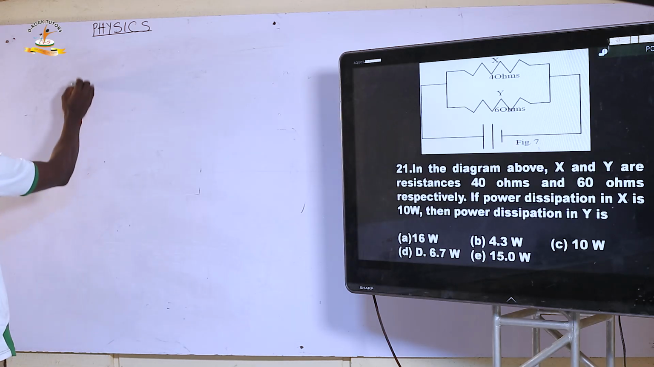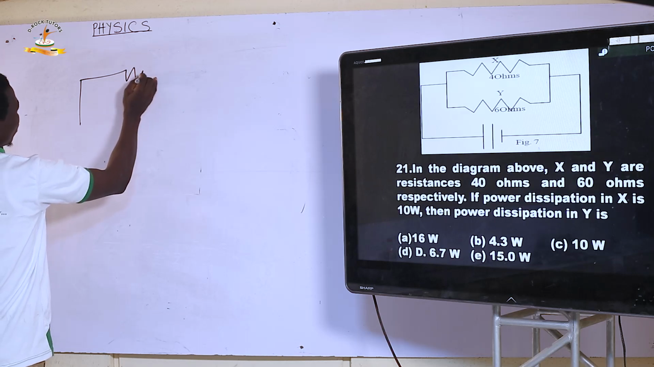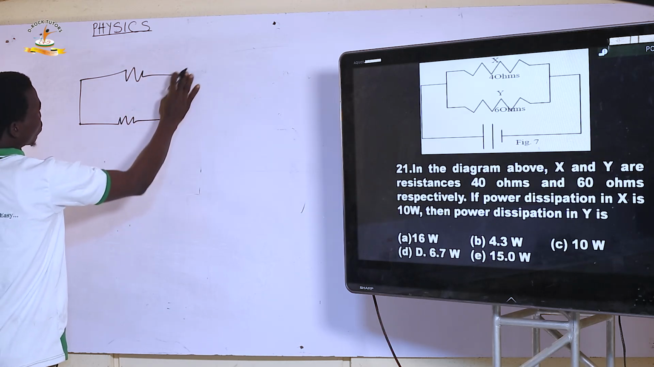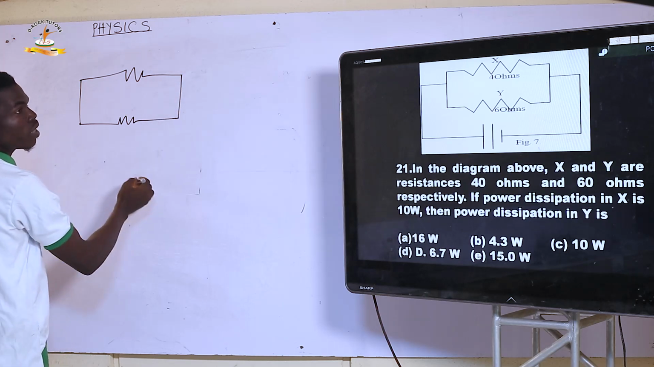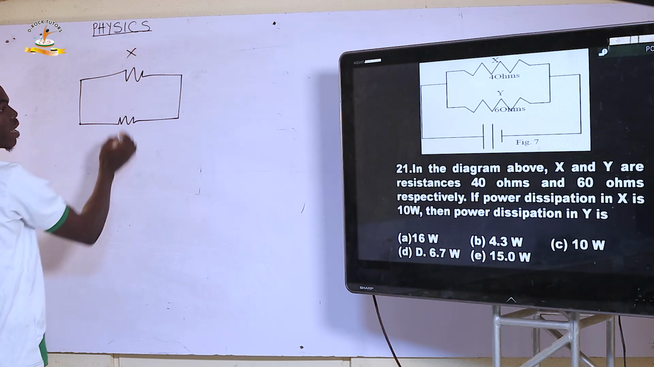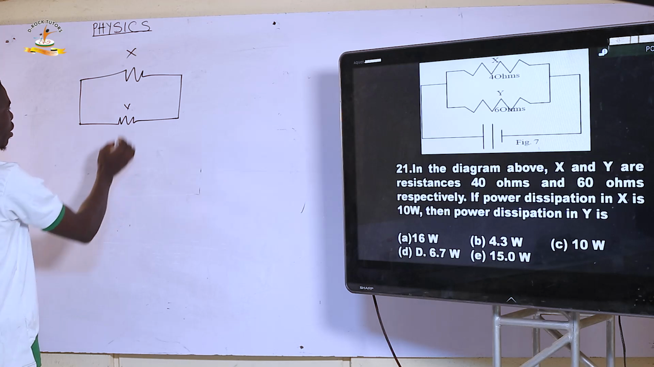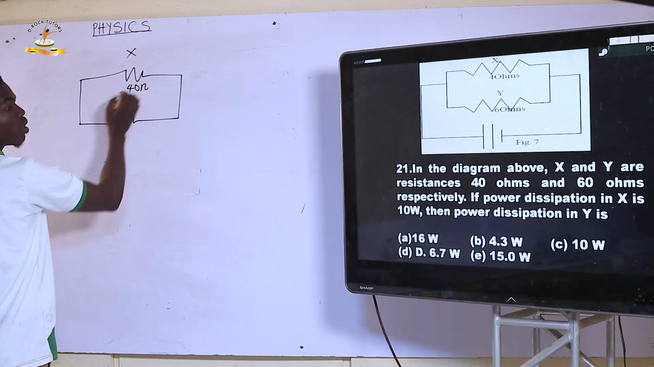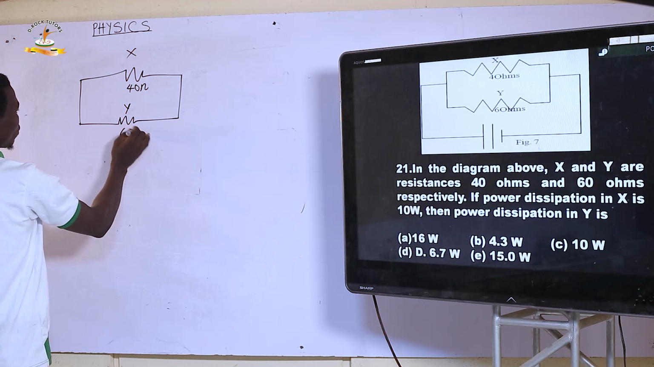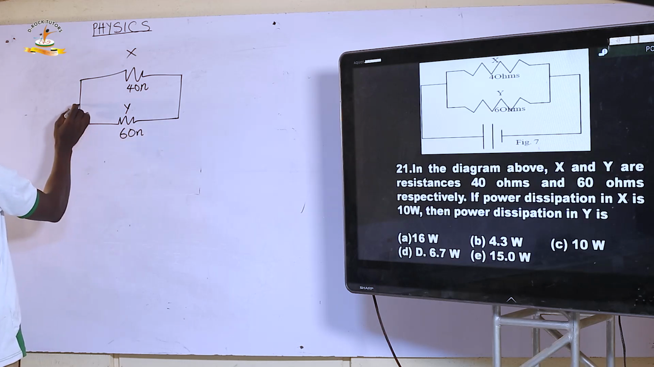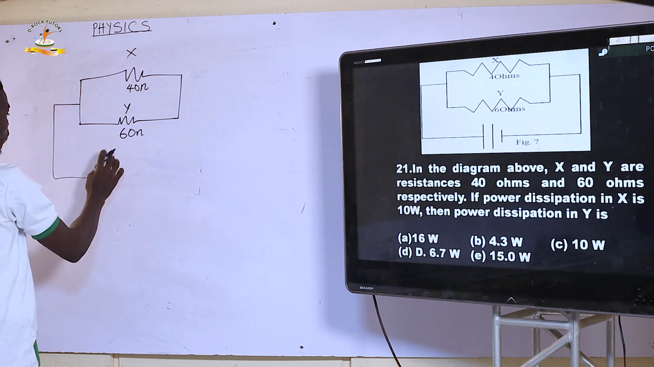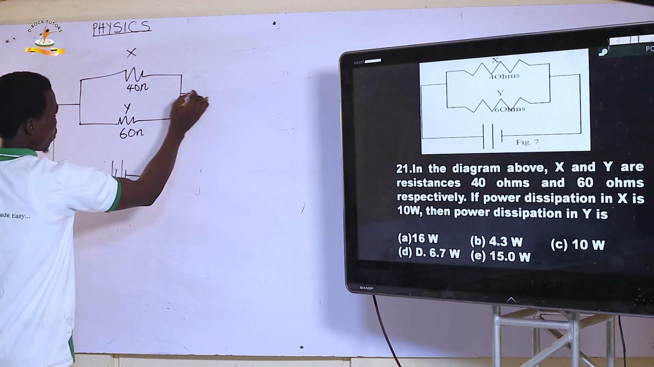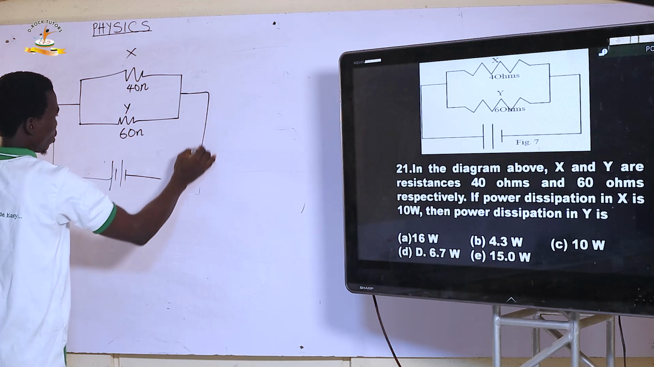Alright, so we have the circuitry. We have the first resistor and the second resistor, connected in parallel. You call the first one X and the second one Y, with 40 ohms and 60 ohms, and they are connected to a battery. A single one you call a cell; when there is more than one, you call it a battery. So they are a battery.